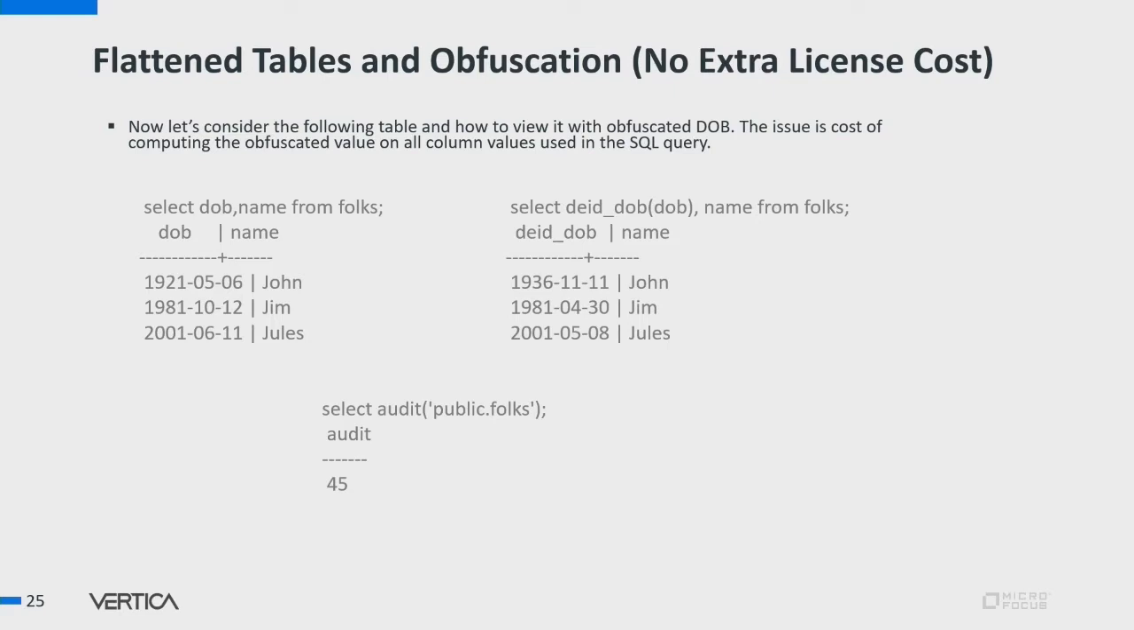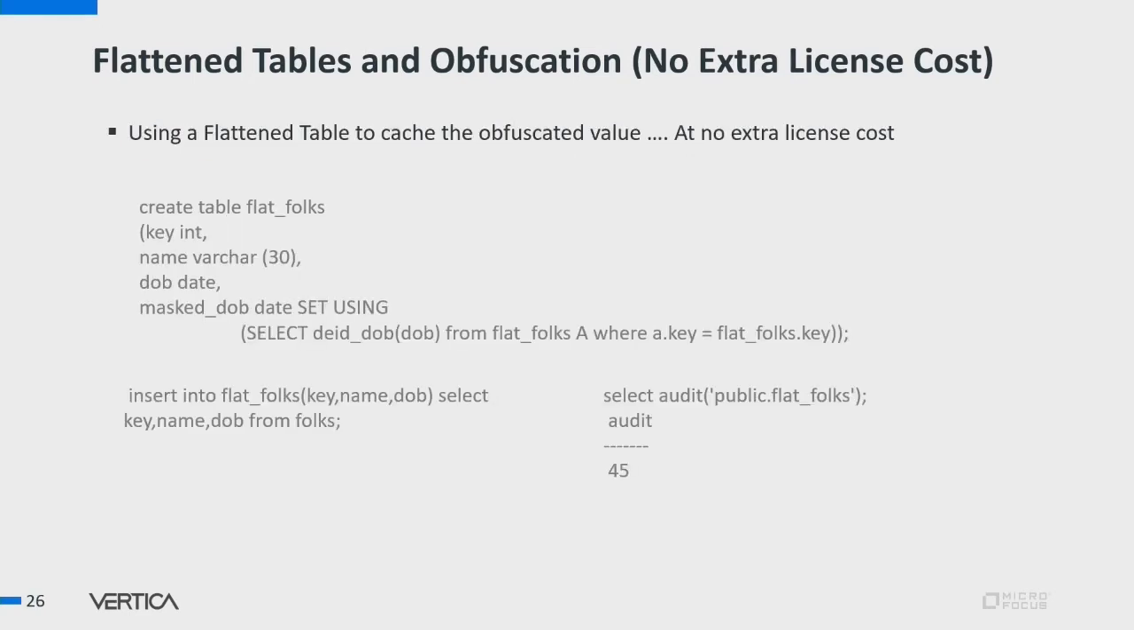If I want to mask a date of birth, let's say that I'm not in HR and I cannot see a real date of birth, I could do it on the fly via an access column policy, but more simply by just calling that function whenever I query that folks table. If I look at the license footprint of that folks table, running the audit meta function, I can see that the footprint is 45. Now I'm going to build a flattened table to cache that obfuscated value.